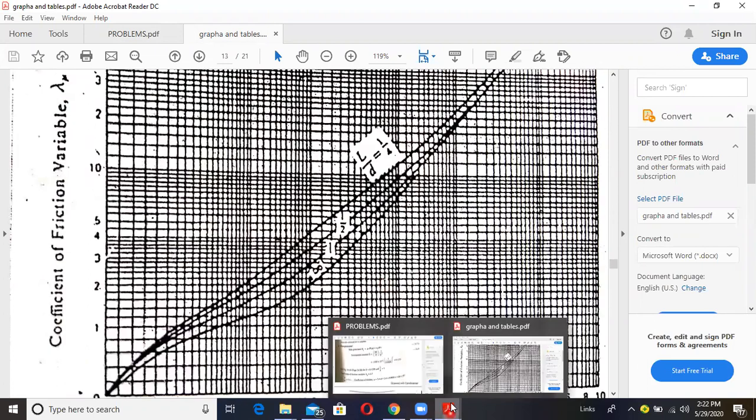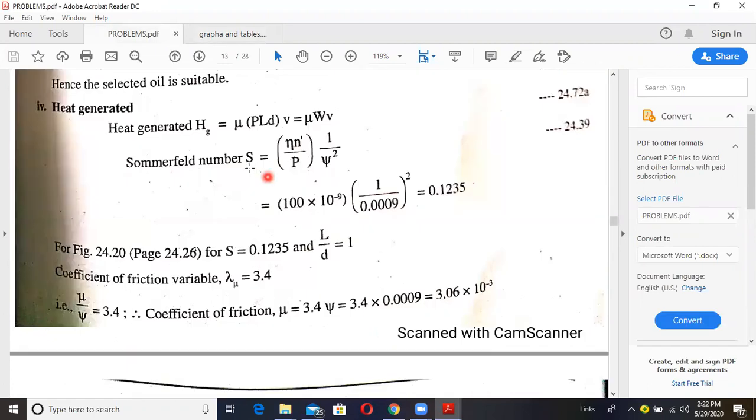So first we will calculate S, that is nothing but x-axis. We know the formula S is equal to neta n dash by P into 1 by xi square. Substitute neta n dash P into 1 by xi square. So we will get S is equal to 0.1235, and L by D, previously we got 1. Now by using this S and L by D, we are calculating the coefficient of friction variable.